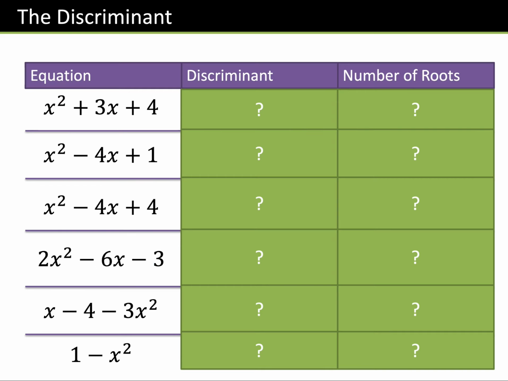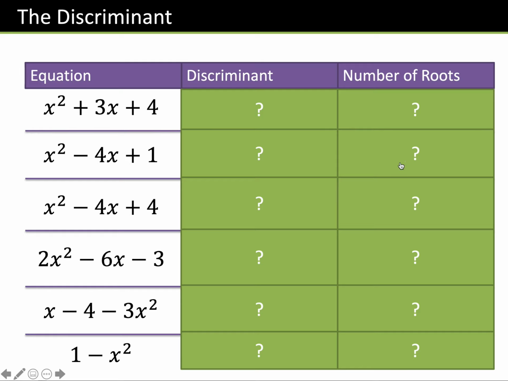In the following, you have 6 equations. Work out the discriminant and then work out the number of roots that discriminant gives you. Stop the video and work them out for yourself.